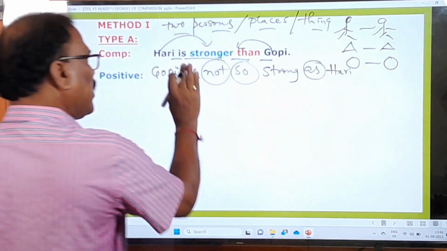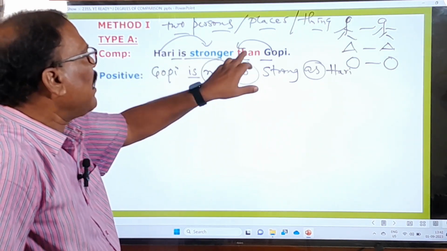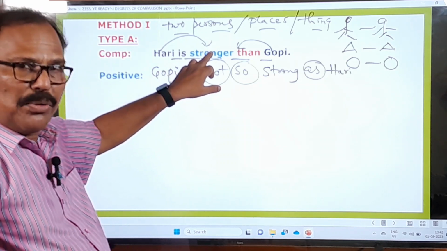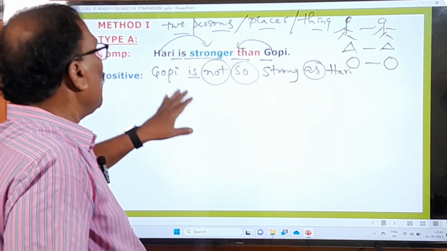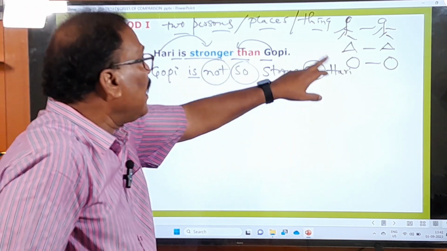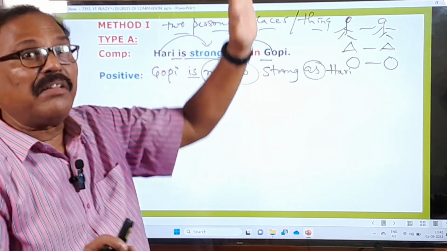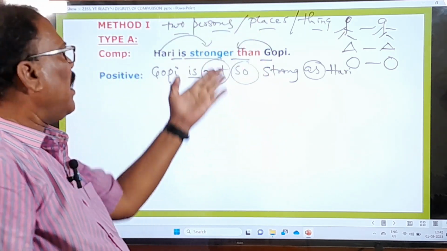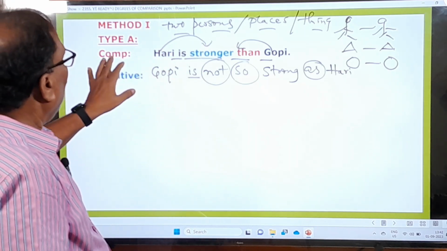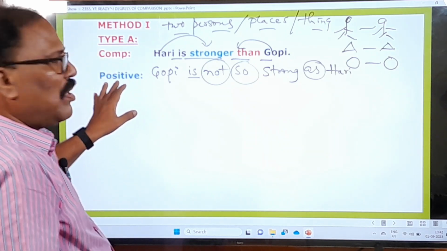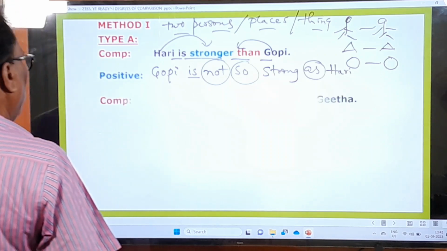Then what is the meaning of this? You follow the comparative meaning. Gopi kante Hari marinta balamaina vadu. Right. And Gopi is not so strong as Hari. That means Gopi Hari antati balamaina vadu kaadu. Hari is very strong, this one is not as strong as him. Again, we are expressing the same meaning here. So if you express this idea either in the comparative or in the positive, that does not make any big difference. Right. Now we go to the next example.